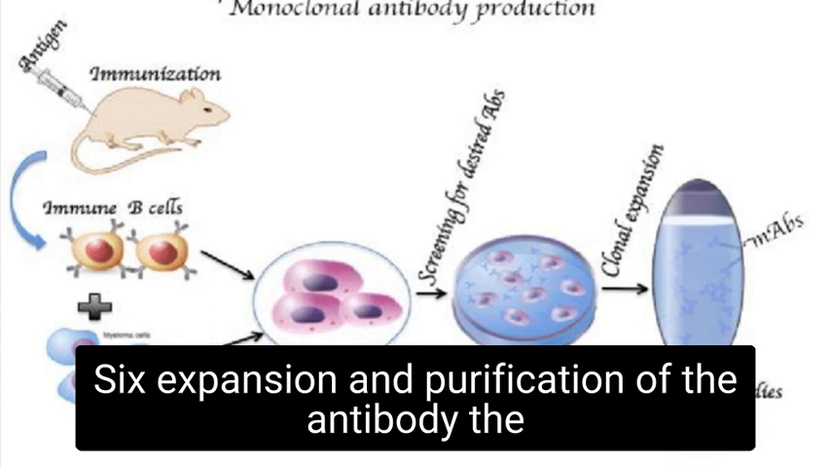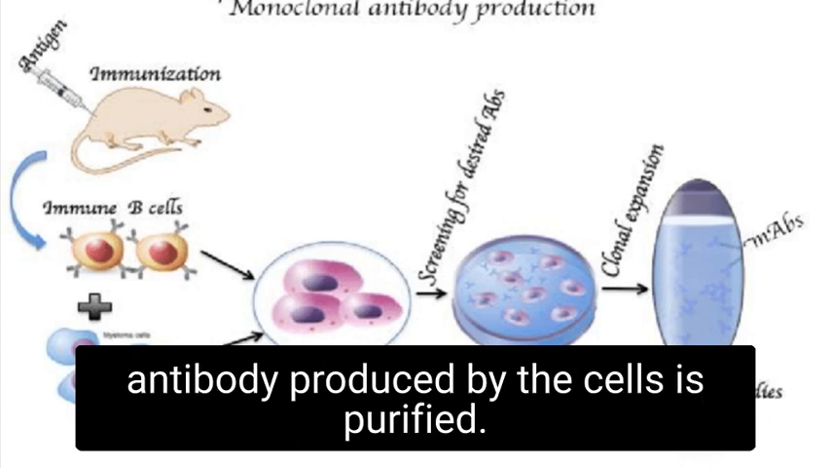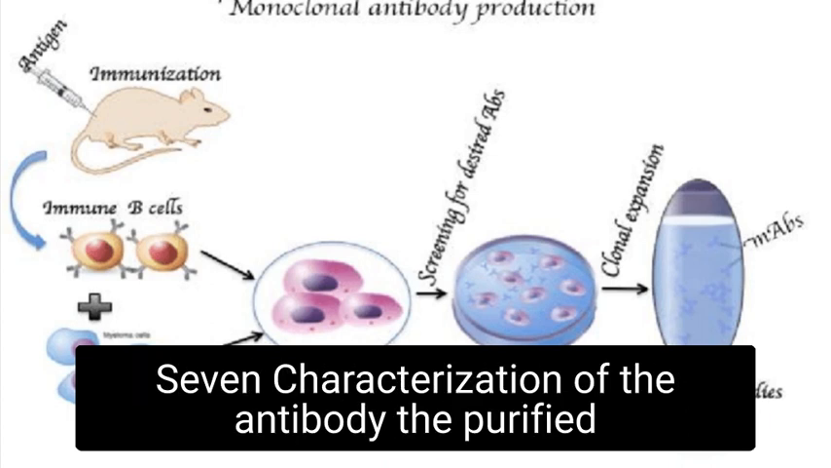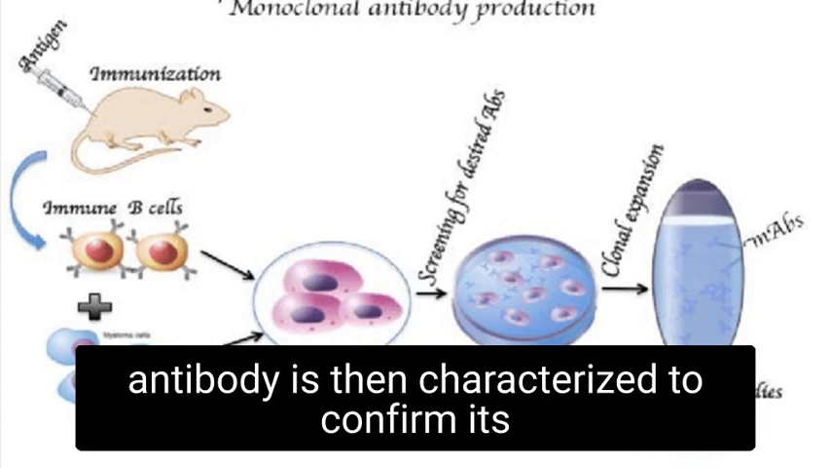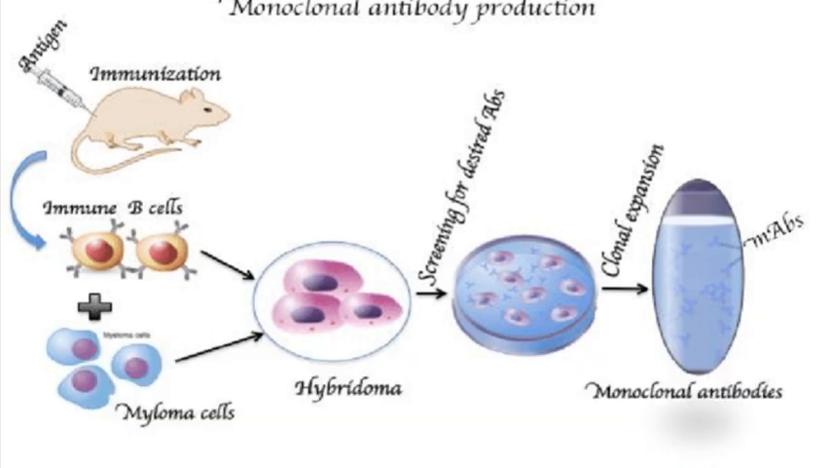6. Expansion and purification of the antibody. The selected hybridoma cells are then expanded and the antibody produced by the cells is purified. 7. Characterization of the antibody. The purified antibody is then characterized to confirm its specificity, affinity, and other properties.